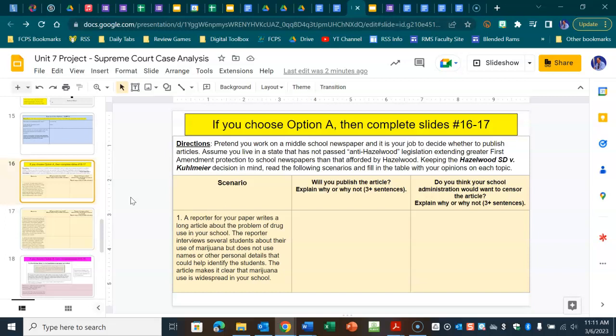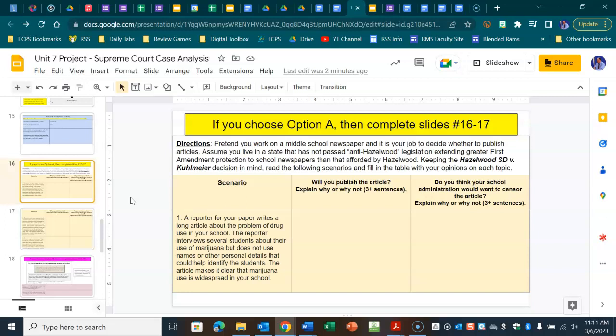Pretend you are working on a middle school newspaper and it is your job to decide whether to publish articles. Assume you live in a state that has not passed anti-Hazelwood legislation extending greater First Amendment protection to school newspapers than that afforded by Hazelwood. Keeping the Hazelwood School District versus Kuhlmeier decision in mind, read the following scenarios and fill in the table with your opinions on each topic.